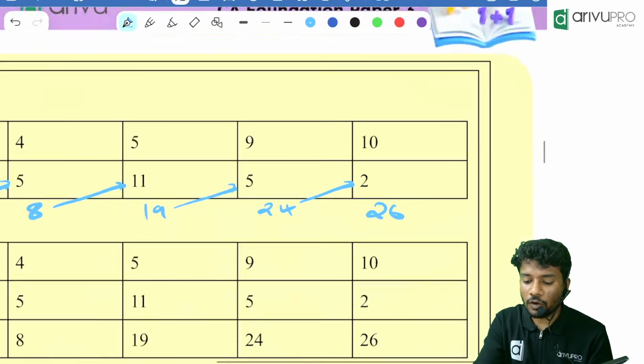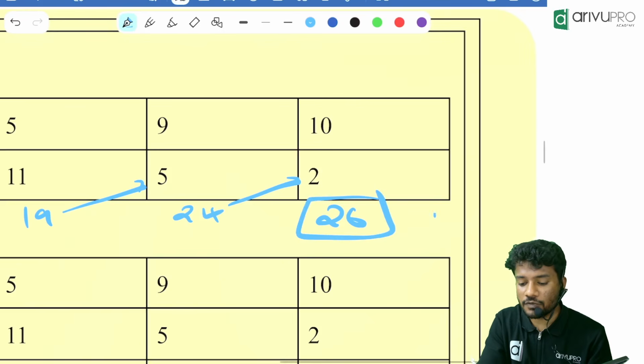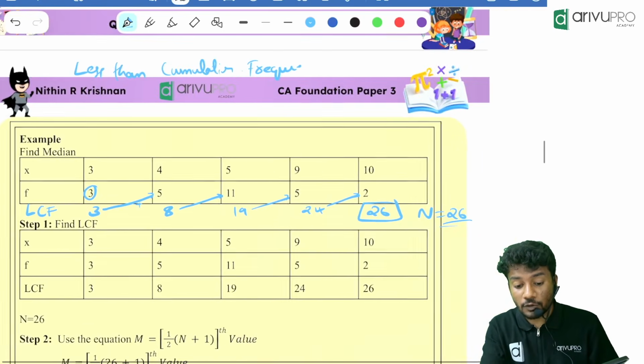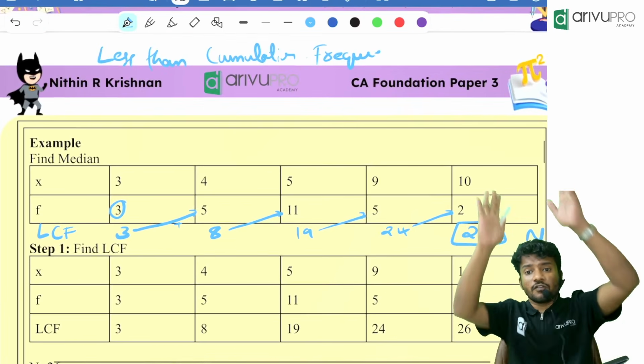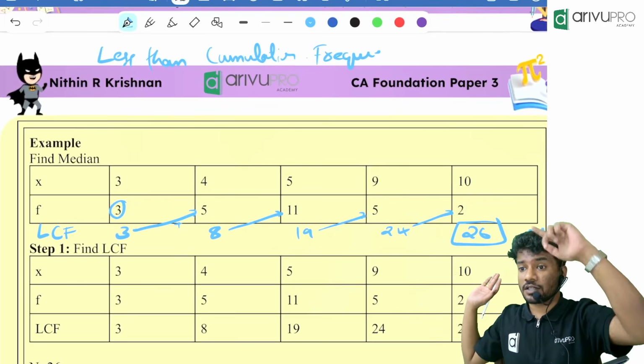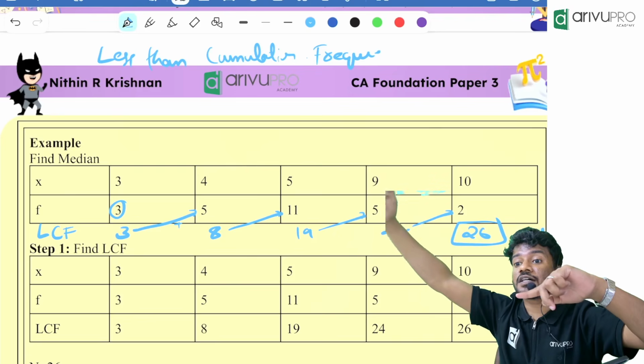26. So people, always remember the last column of less than cumulative frequency will be your n value also. So n is equal to 26. So how do you find less than cumulative frequency? For the first column, directly write the frequency. For the next one, it is 3 plus the frequency of the next column.